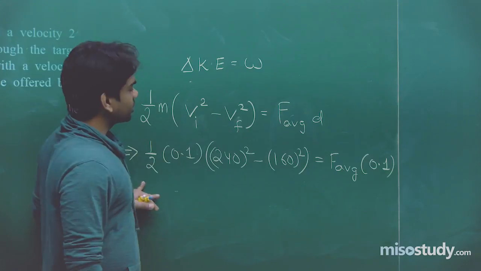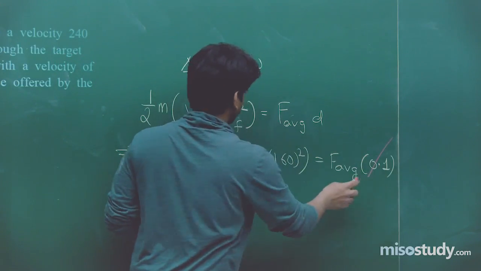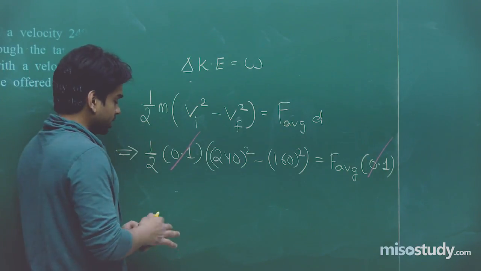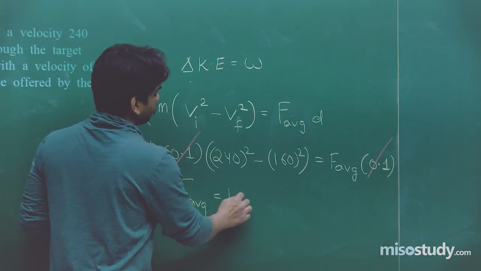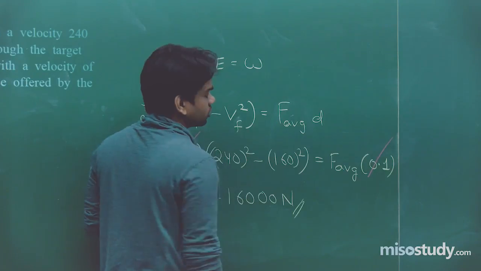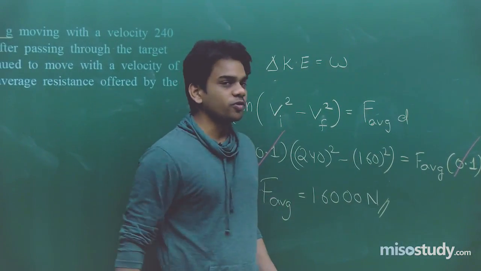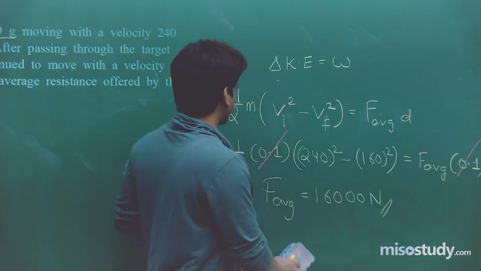Now you see the entire equation you have. 0.1 can be cancelled out easily. Now here this term can be easily evaluated. You will be finding that F average will come out to be 16,000 Newton. I believe that the calculation portion can be easily done by you, which is quite easy to solve from here. 24 whole square and 16 whole square you have to use. Let's go ahead.